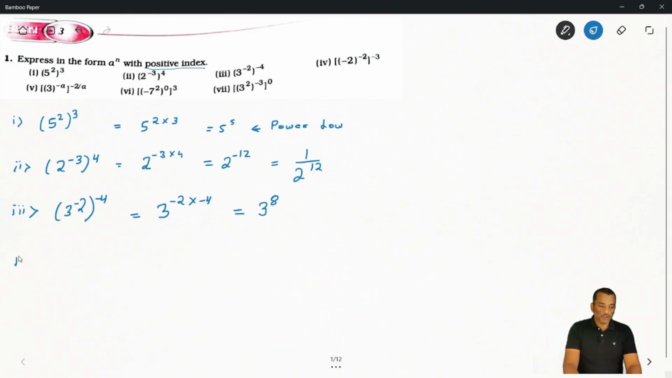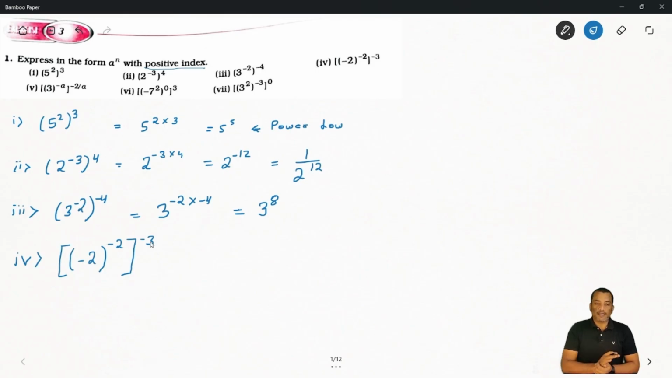Let's solve question number 4. It says a square bracket, inside that a minus 2 in a small bracket, closed, to the power minus 2, and the square bracket closed, to the power minus 3. Here first we will follow BODMAS. To follow BODMAS, we first solve the bracket.